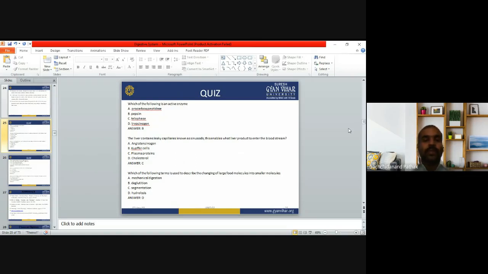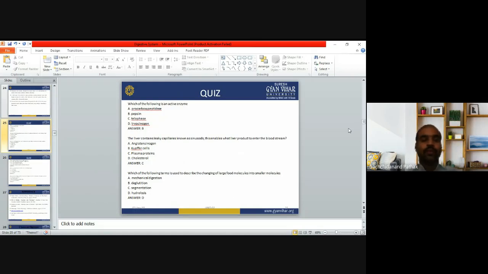Next question. The liver contains leaky capillaries known as sinusoids. This enables which liver products to enter the bloodstream? The options are angiotensinogen, Kupffer cell, plasma protein, and cholesterol. So the right answer will be C. A plasma protein can enter into the bloodstream.